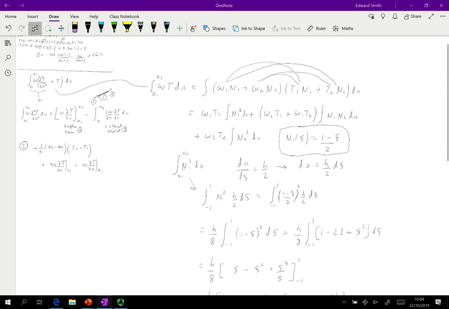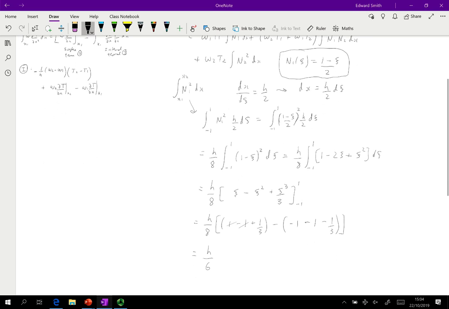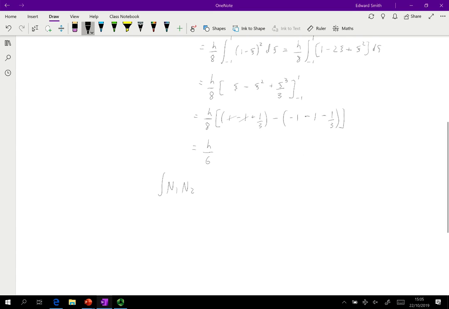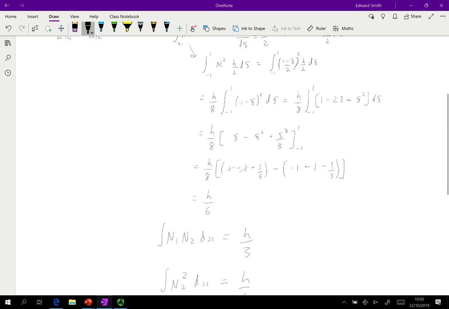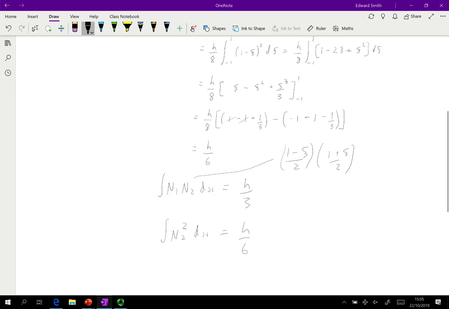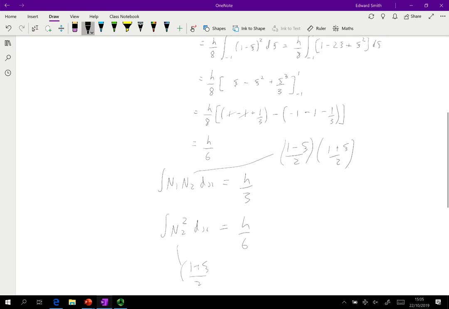So feel free to check that. In the notes, it's done in step-by-step detail. The key point here is that if you try to do this directly without this mapping, it is far more involved. But all of this process from here to here is just tedious algebra. Similarly, you can do the same thing for n1 n2 dx. You do the process of mapping to psi space, and that ends up giving you h over 3. And the integral of n2 squared dx gives you h over 6 as well. Feel free to look at the notes. It's all shown in detail, but the process is pretty much the same. For this term, you stick in 1 minus psi over 2 times 1 plus psi over 2, and for this term, it's just 1 plus psi over 2 squared.